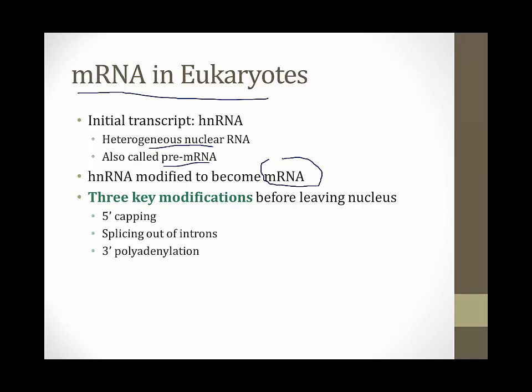And there are three key modifications that occur to RNA before it leaves the nucleus, and you need to know about all of these for Step 1. The first one is called 5' capping. The second one I briefly mentioned on the last slide, that is splicing out of introns. And the third one is called 3' polyadenylation. And we'll talk about all of these in the next few slides.